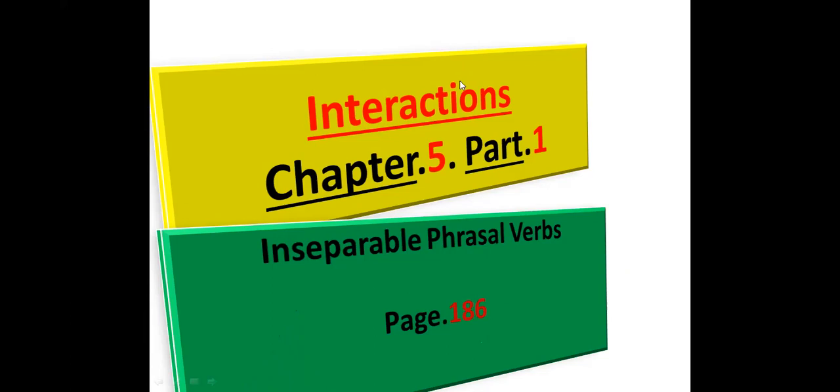Okay, as we said, inseparable phrasal verbs are verbs that cannot be separated by other words. What does it mean again? That they are called inseparable because the particle or the preposition has only one position in the sentence. Let's revise together the first part that we had last week.